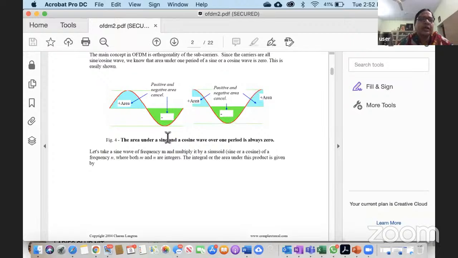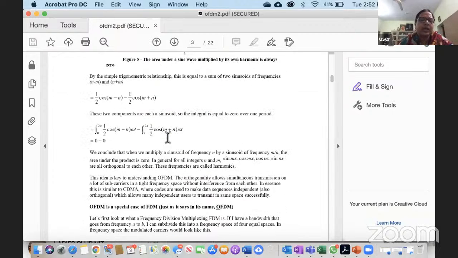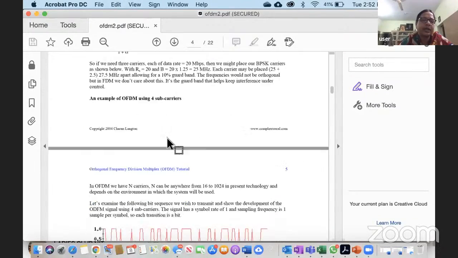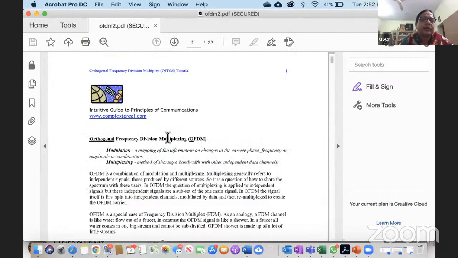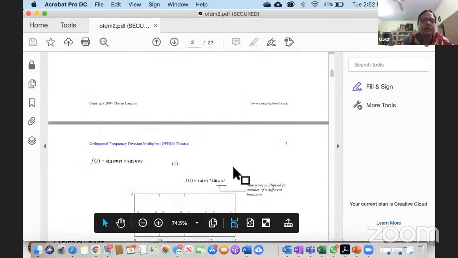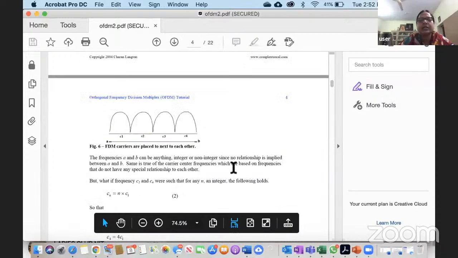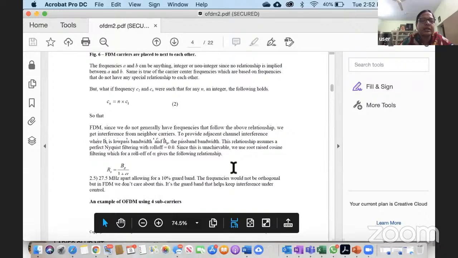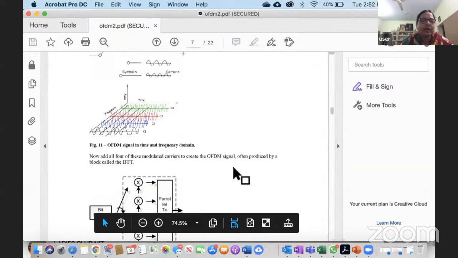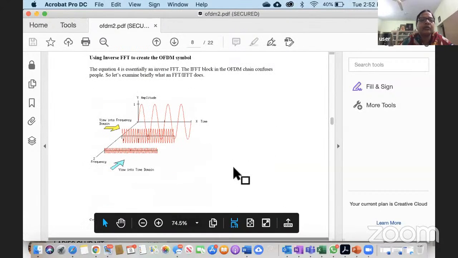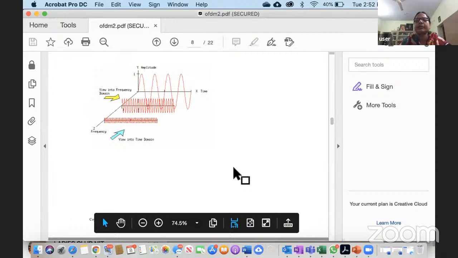And also, what is orthogonality, I said earlier, right? So you can refer to this paper and you can understand very well how OFDM works. I'm sharing this paper. This paper is an orthogonal frequency division multiplexing tutorial, an intuitive guide to principles of communication. You can go through these modulation schemes. There are different modulation schemes. Everything is clearly explained and is easy to understand. Mathematical notations are also given, and they are all very easy to understand if you want to work on orthogonal frequency division multiplexing.